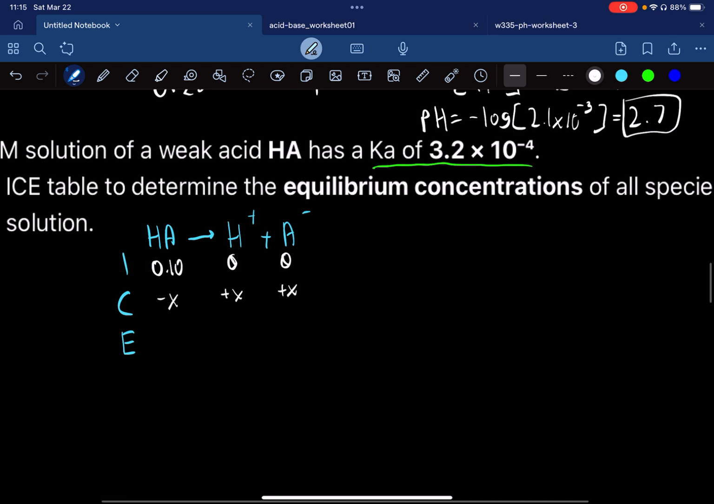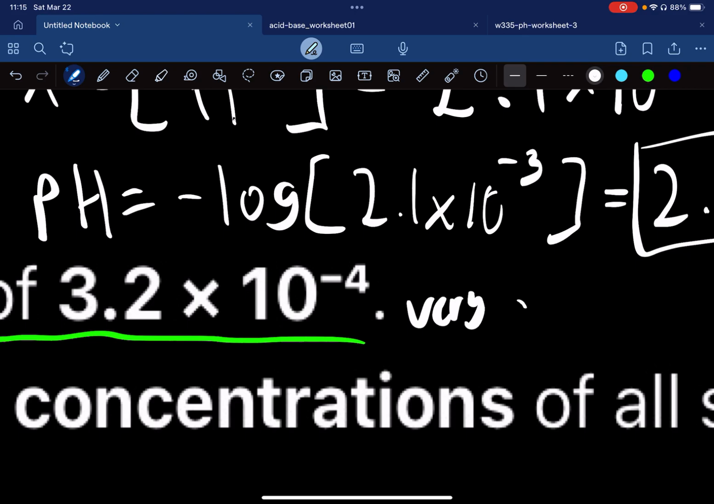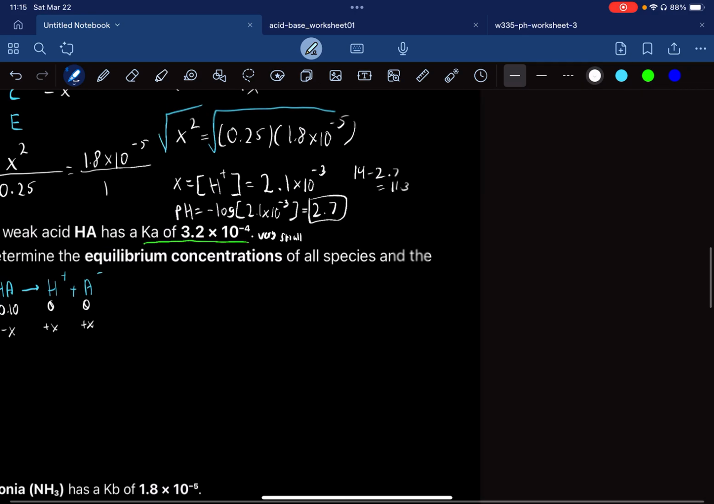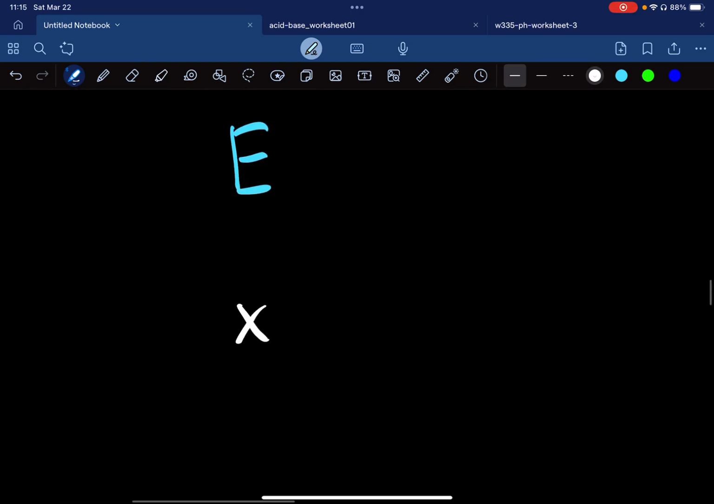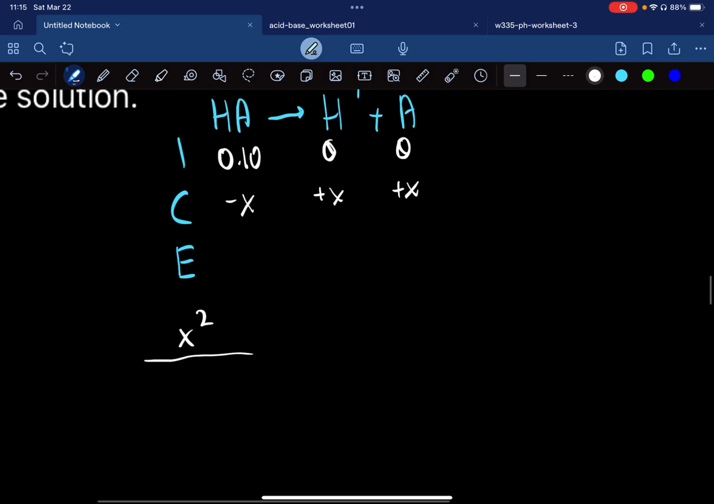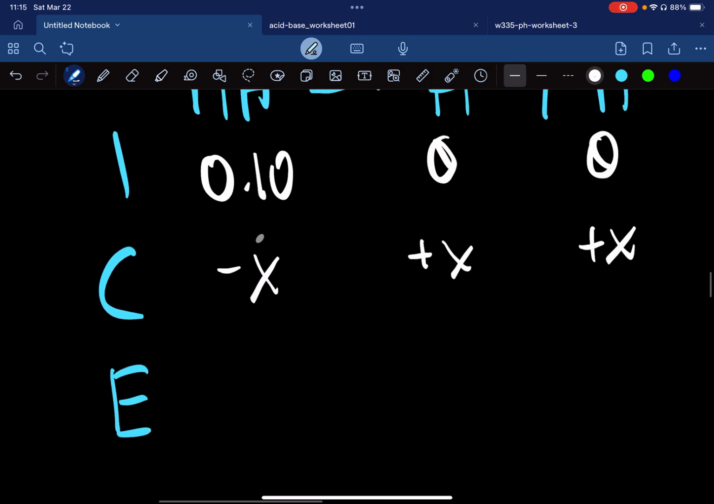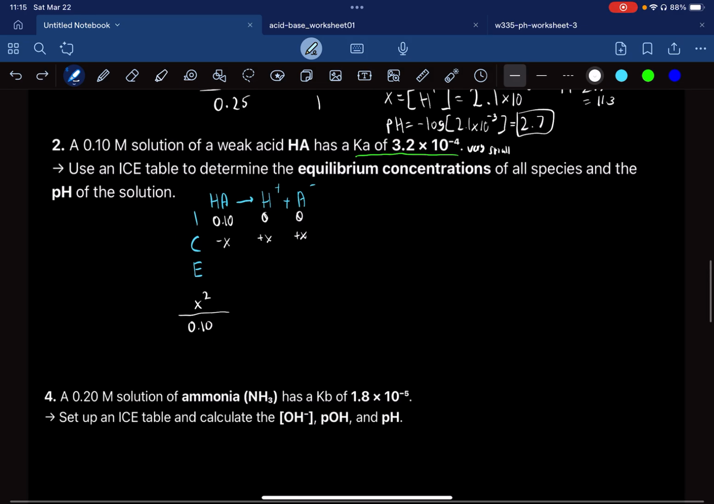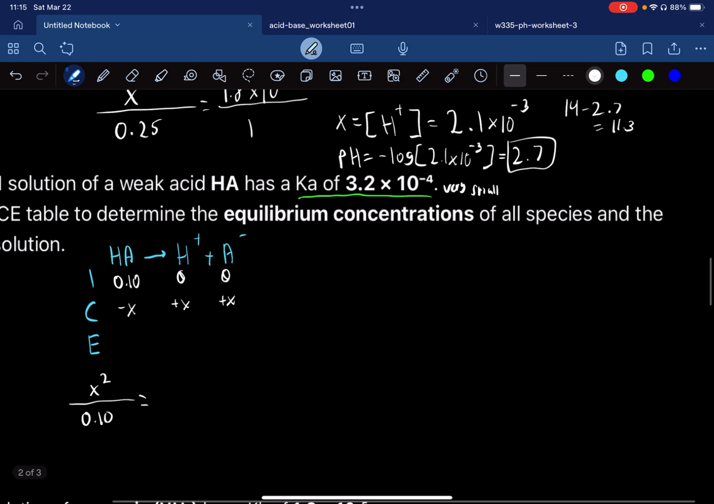Again, I'm gonna go straight into it. Since this is a very small number, we're gonna assume the change is almost negligible. So it's gonna be x squared over 0.10. Again, we assume this is negligible. And that's equal to the constant, 3.2 times 10 to the power of -4 over 1. You're gonna be solving it like this with like 99% of the problems. I'm gonna solve for x.